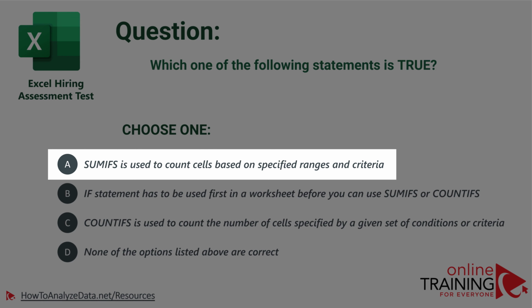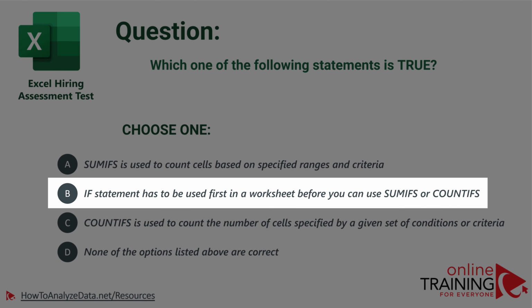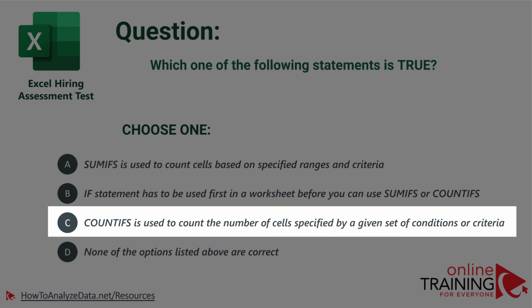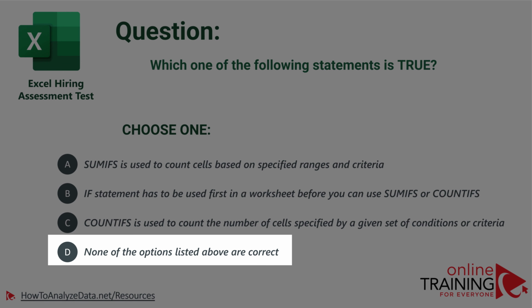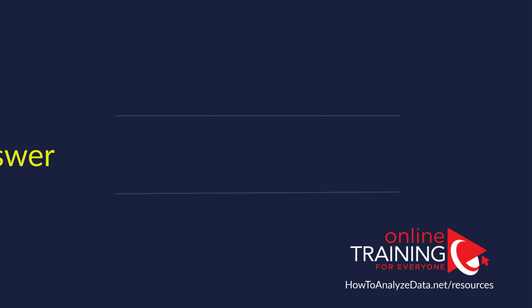SUMIF is used to count cells based on specified ranges and criteria. IF statement has to be used first in a worksheet before you can use SUMIFS or COUNTIFS functions. COUNTIFS is used to count the number of cells specified by a given set of conditions or criteria. And last but not least, none of the options listed above are correct. Which one do you think is right?